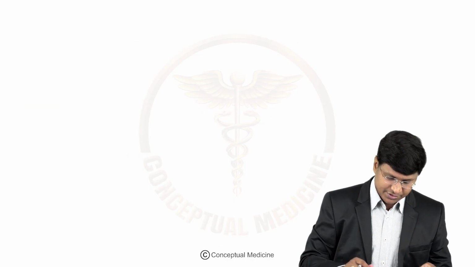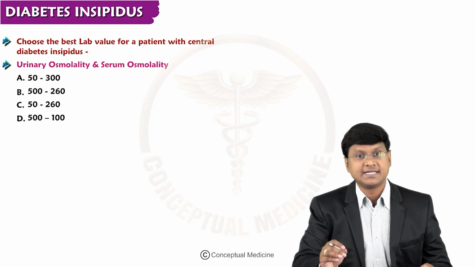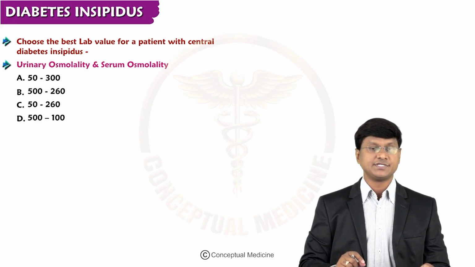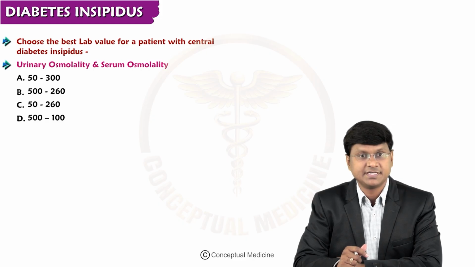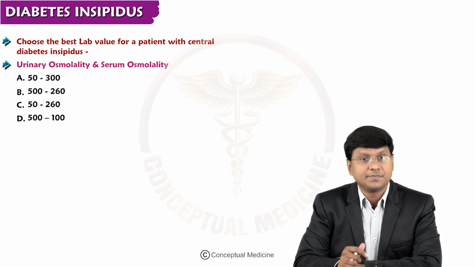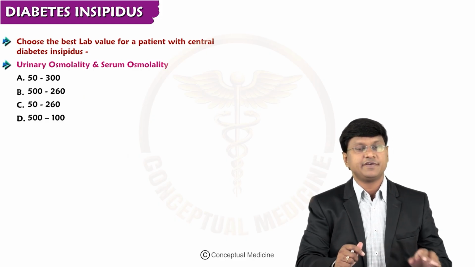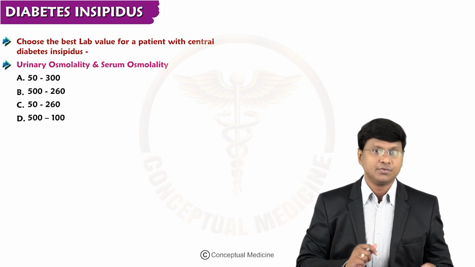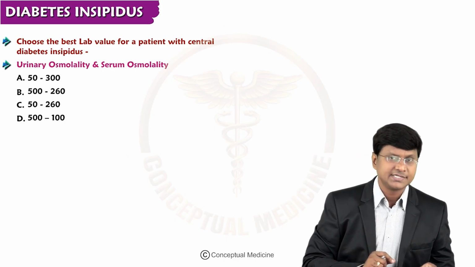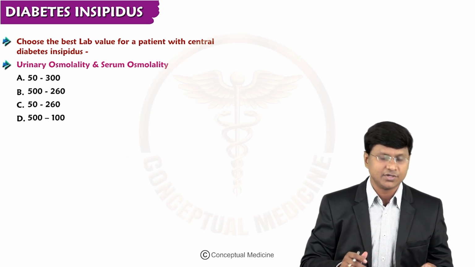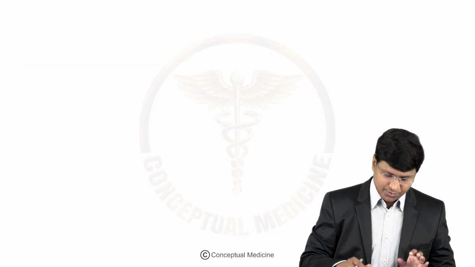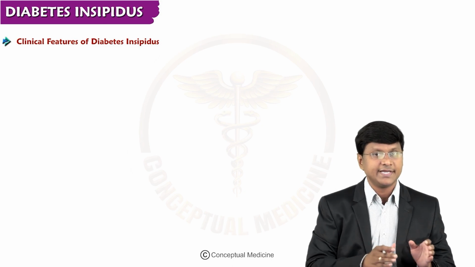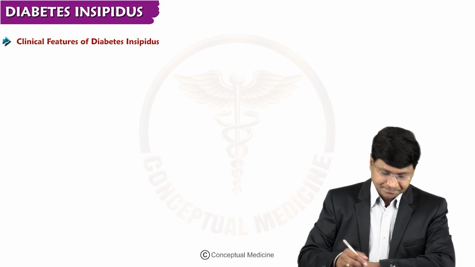So you see this question here. Choose the best lab value for a patient with central diabetes insipidus. On the left hand side you have urine osmolality and on the right hand side the serum osmolality. The options are 50 by 300, 500 by 260, 50 by 260, 500 by 100. Now what is the answer? First of all, let me discuss the entire concept and then I will come back to this question later. So now you should know the clinical features. Accordingly, I can crack that particular question as well.